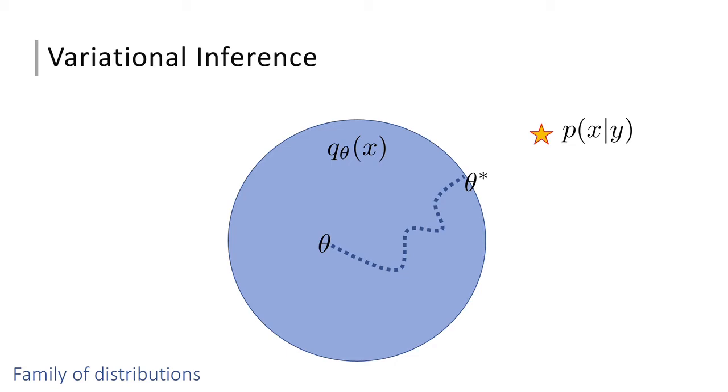In variational inference, we define a simple family of density functions, for example, Q theta here visualized by the blue space, and then we solve an optimization problem to find the parameters theta star that best match the target posterior distribution p(x|y). Traditionally, this family of variational distributions was pretty simple, such as Gaussian distributions, so that a sample's probability can be easily calculated.